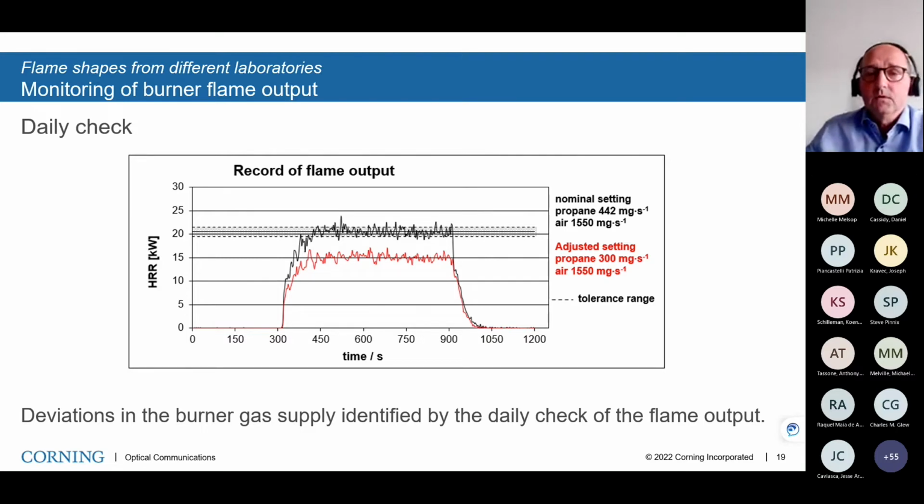The reproduced gas flow from the experiment in lab 3 results in a flame output of approximately 15 kW, which is outside the tolerance range. Deviation in the gas supply can be detected very well in the daily check, as demonstrated with this example. In case of deviation, corrective measures can be taken.